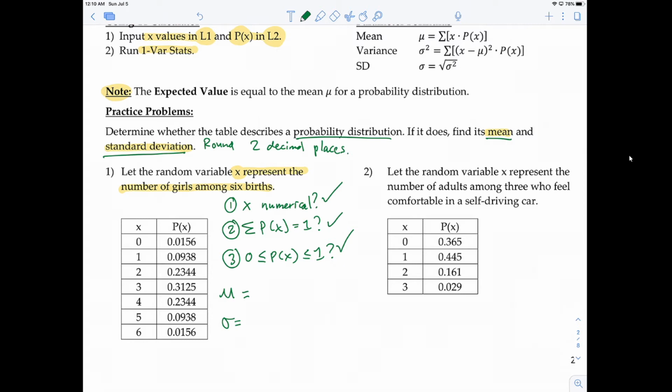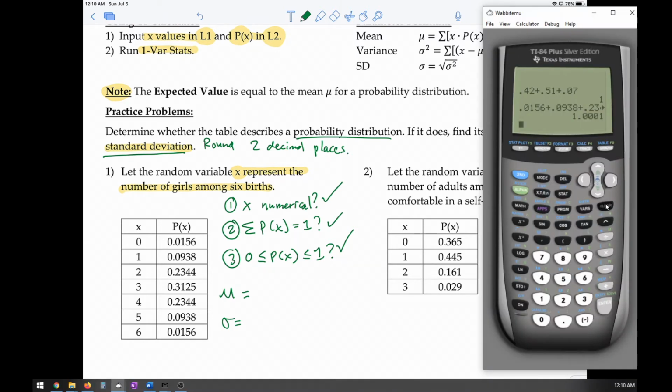Okay, so here's how you would do it using the TI 84 calculator. So we're going to put the x's into one list, L1, and then we're going to put the p of x's into a second list, say L2. It's a good practice just to put it in L1 and L2. You can put it in any list you want, but it's just easier if you choose the first list and the second list. So we're going to go to stat, we're going to go to edit, and we're going to input the values. Okay, so I've got my values inputted.